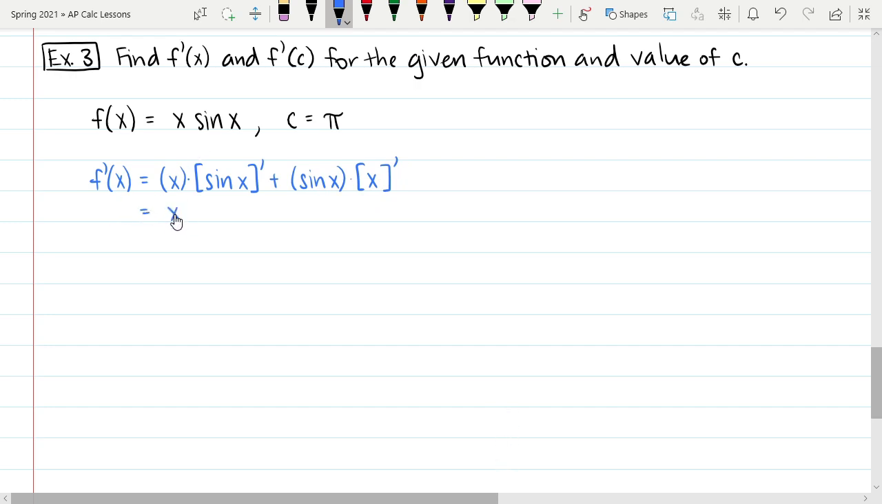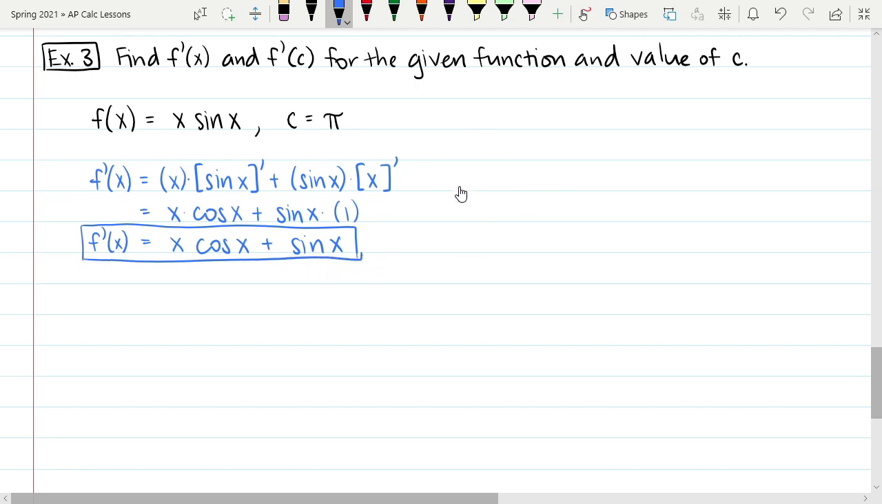Well, that means I'm going to have x times the derivative of sine of x, which is cosine of x, plus sine of x times the derivative of x, which is just 1. And if I just clean that up, I've got x times the cosine of x plus the sine of x. So that is f prime of x. That's the first thing that they asked us to find.